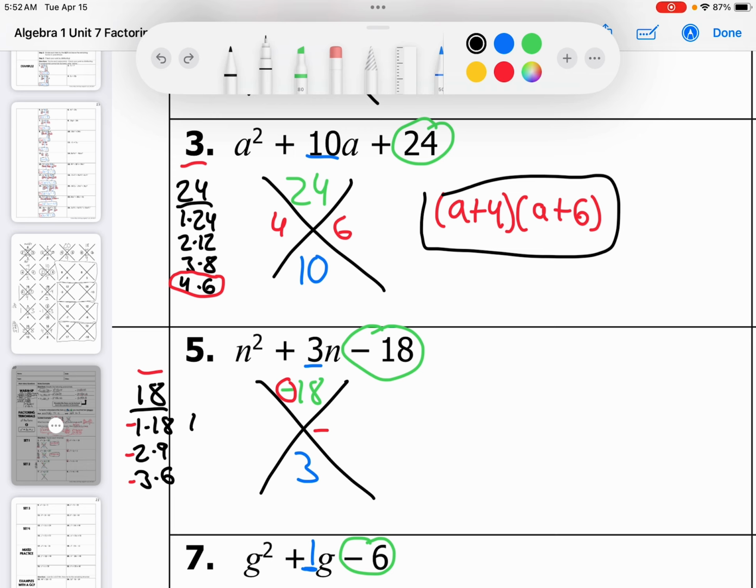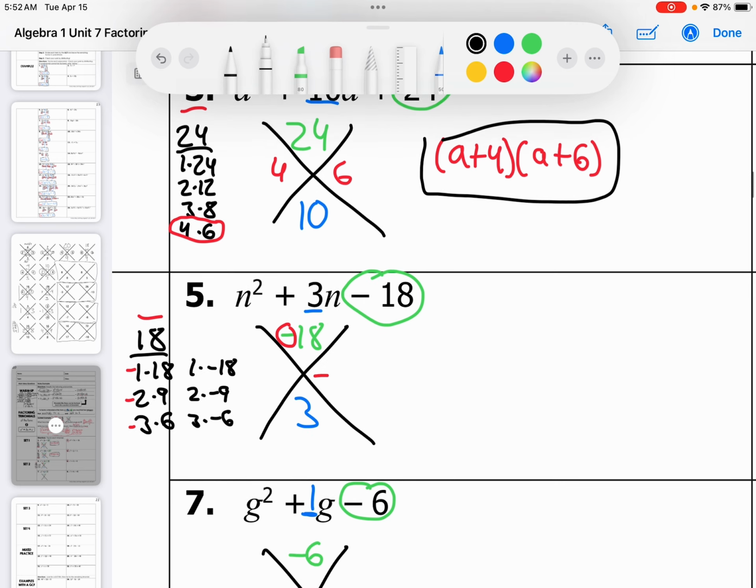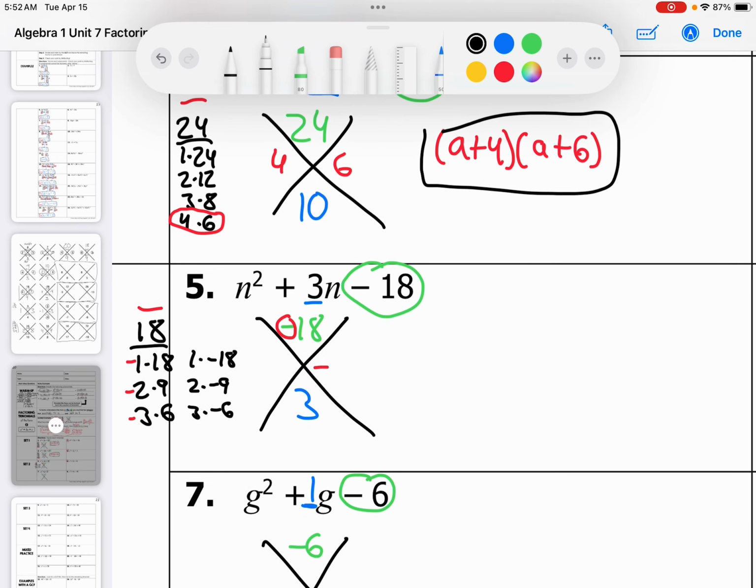It could also be 1 and negative 18, 2 and negative 9, or 3 and negative 6. But some combination of one positive and one negative number is going to get me to negative 18. So the ones that would add to a positive 3 would be negative 3 and 6. Negative 3 and 6 would multiply to negative 18 and add to 3. So that gives me n plus 6 and n minus 3. That's my factors.